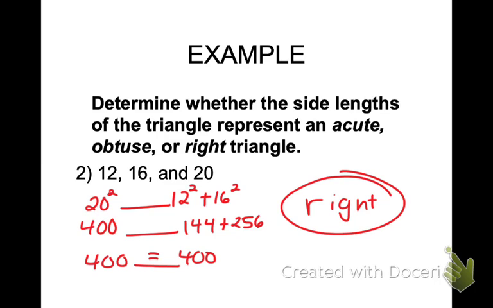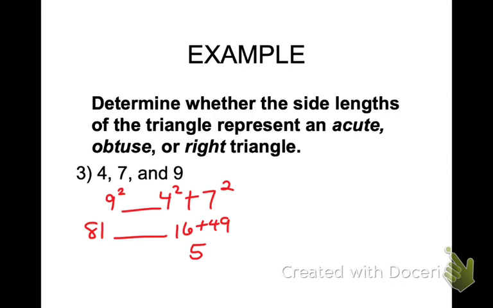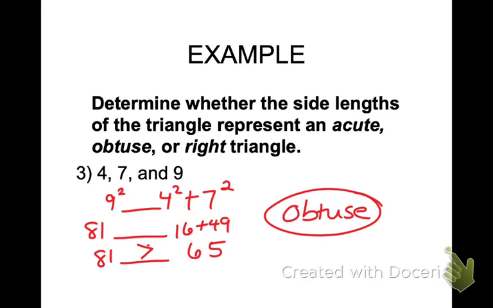And then if we do the same thing for the last one, making 9 your C. We're going to do 9 squared, and compare it to 4 squared plus 7 squared. So 81, and 16 plus 49 is 65, right? Did I do that math right? So 81 is larger, so it's going to be obtuse. Okay?